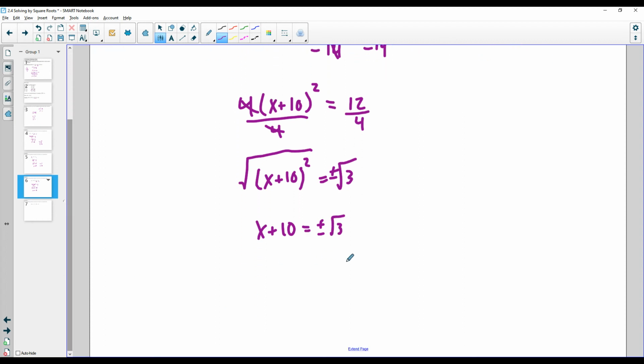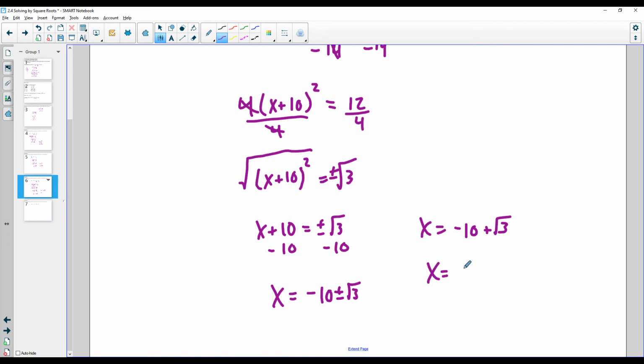So now we're not done. Now we need to subtract this 10 from both sides to get x by itself. So then we get x equals negative 10 plus or minus the square root of 3. And you could write that, or again, you could split it up. You could say x is negative 10 plus the square root of 3, or x is negative 10 minus the square root of 3.